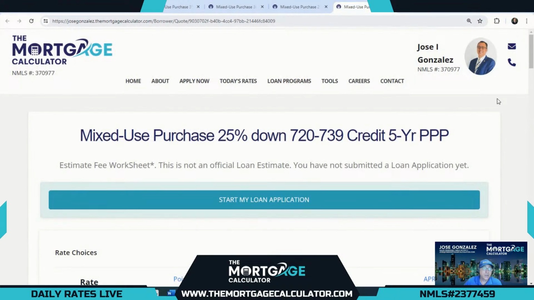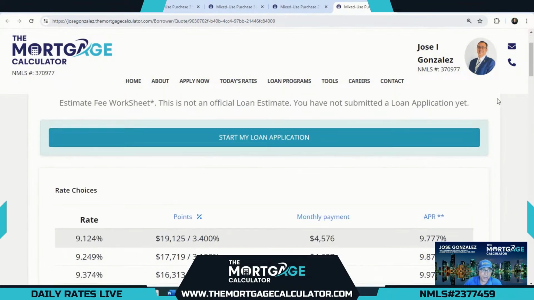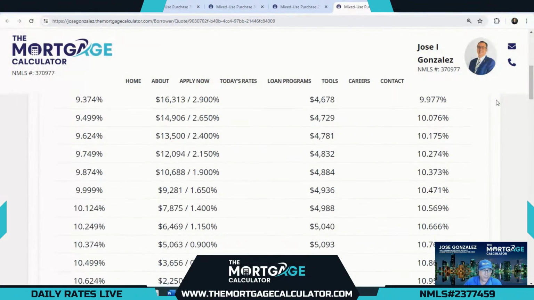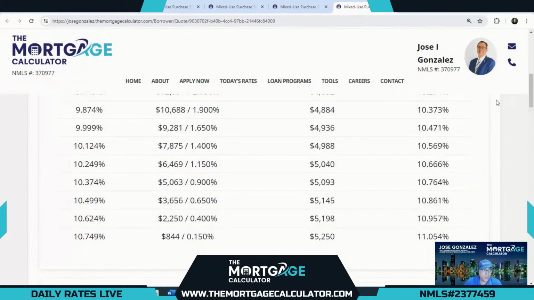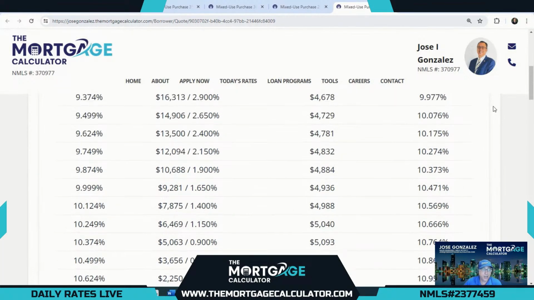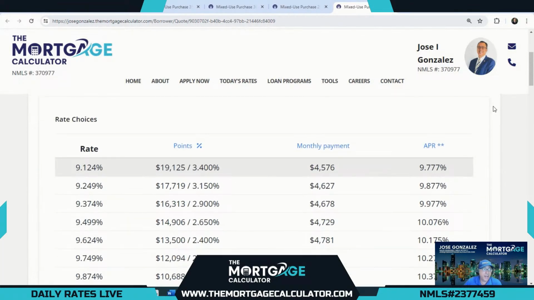So now we go down to 720 to 739 credit, still only 25% down. Rate does go up a little bit. We are now 10.749, no longer has a lender credit, has a little bit of a cost, and you can buy that down all the way to 9.124. So it looks like a 0.126 increase in the rate.